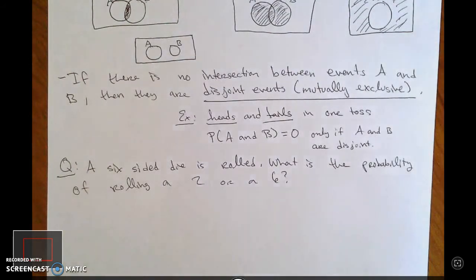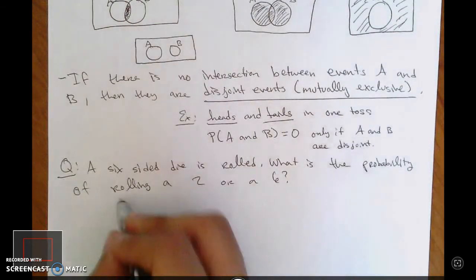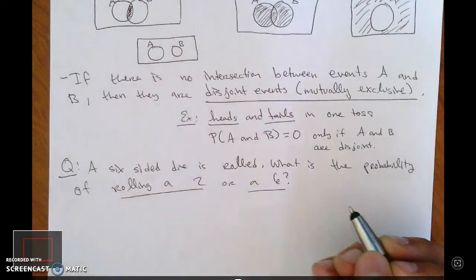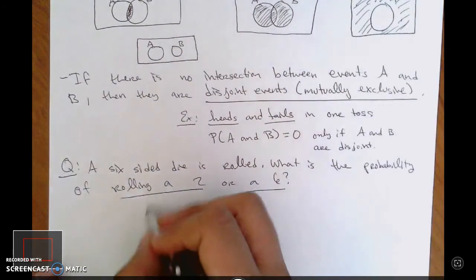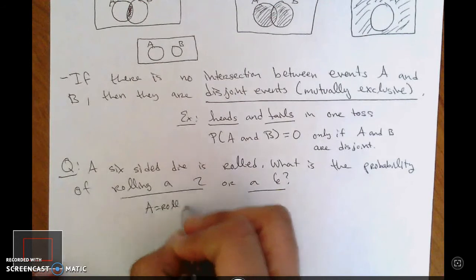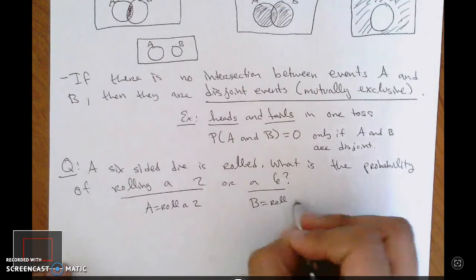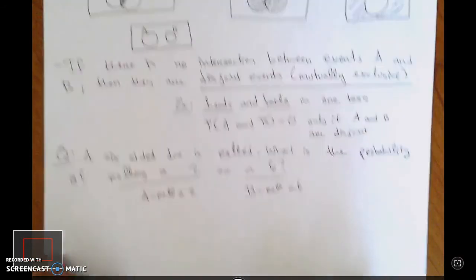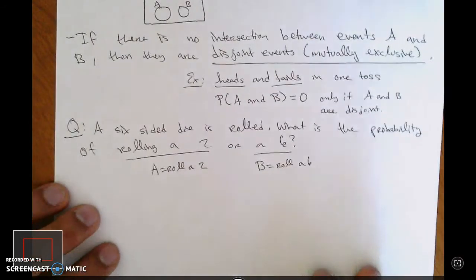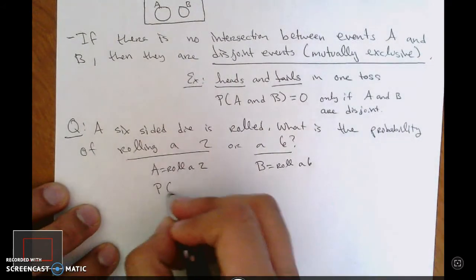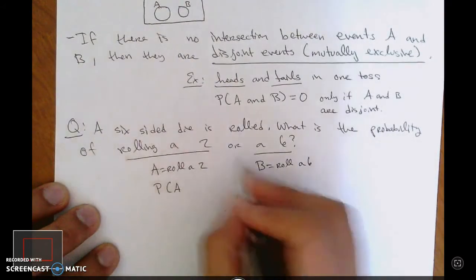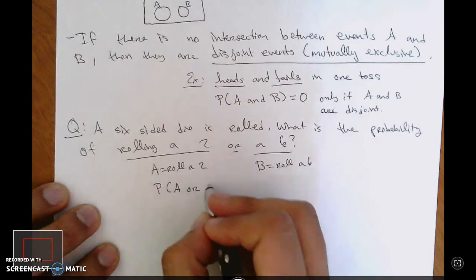Okay, so now, how would you do this type of problem? The first thing that you would want to do is try to label your events. Notice that there are two things going on, right? I can either roll a 2 or roll a 6. So I'm going to say A is me rolling a 2, and B is me rolling a 6. Essentially, what I'm trying to figure out is the probability that I roll either a 2 (A) or a 6 (B).